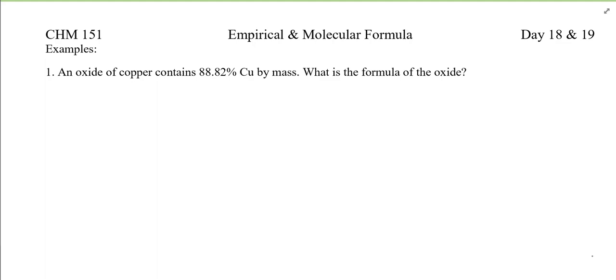Let's dive in. So number 1 is oxide of copper. What does that tell us right away? Right away it tells me I have oxygen and I have copper. And it's 88.82% copper by mass. The overall question says, what's the formula of the oxide?